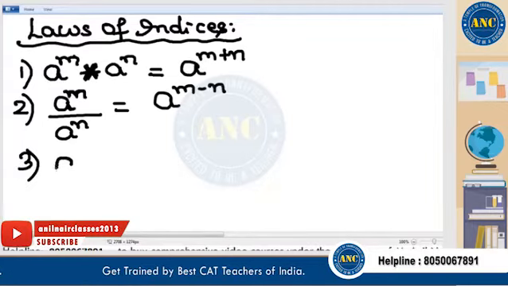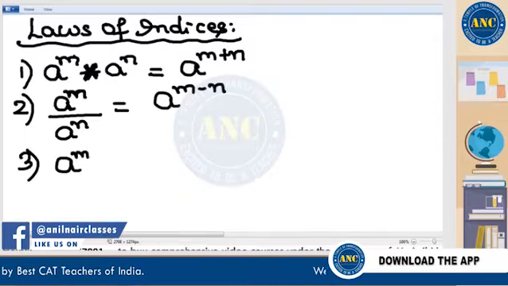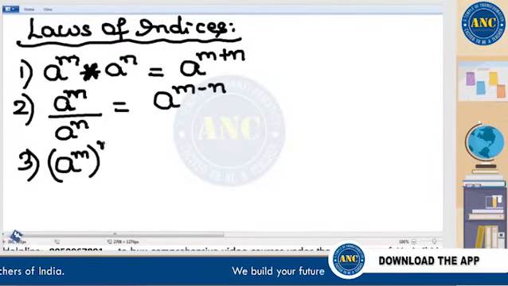Suppose, for example, I have only one base, but this time I have two powers for the same base: a power m whole power n.